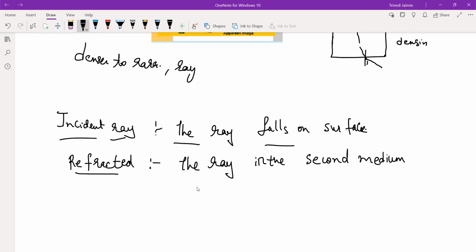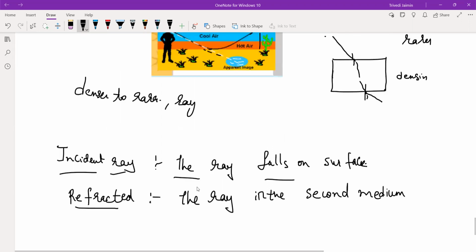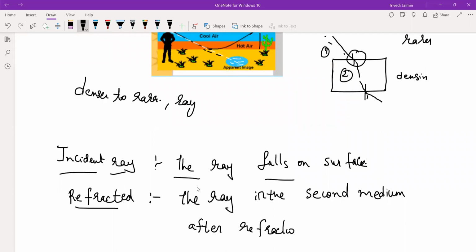Just now we saw here this one. This is the incident ray in the first medium. It's traveling in the second medium. That is refracted. So when is this happening? After refraction. In that case, it was a reflected ray. So what is the difference between refraction and reflection?